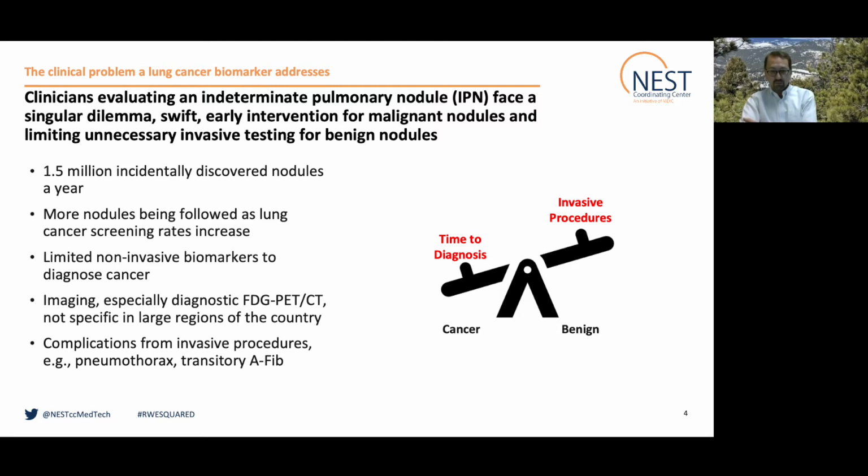Furthermore, complications from procedures limit the utility of simply aggressively going after all nodules because of the sequelae arising from those invasive procedures. So what the clinician has to balance is the time to diagnosis, which they're trying to minimize for those individuals who happen to have cancer, as well as avoiding unnecessary invasive and costly procedures in those who have benign disease.